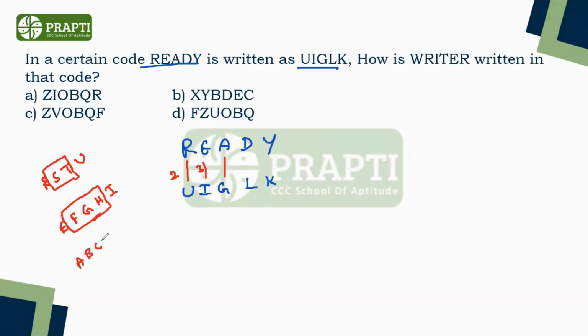In the same manner, A and G. A, B, C, D, E, F, G. So in between how many letters are there? Five letters. In the same manner, D and L, you will be having 7 letters, and Y and K, you will be having 11 letters.